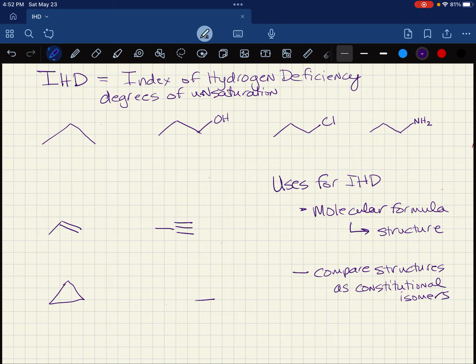But first, let's give a more mathematical definition for IHD. It is the sum of the number of rings plus the number of pi bonds in a structure. Okay, and this is the definition we will use most often when we are actually looking at a structure.